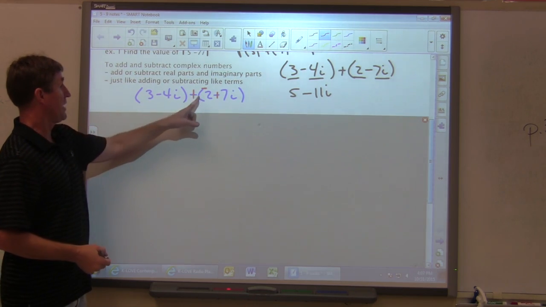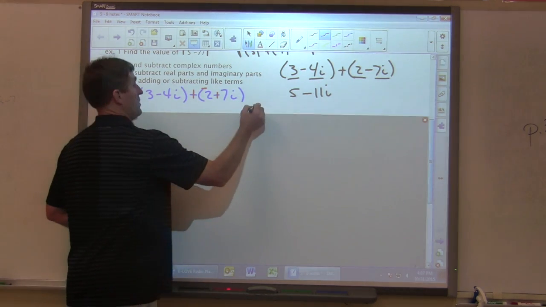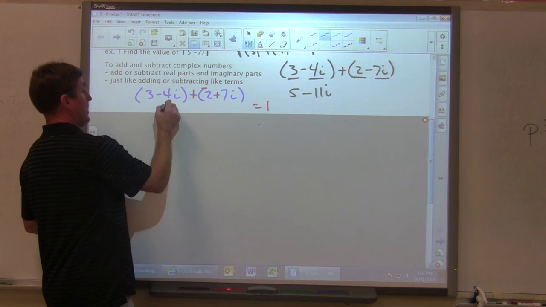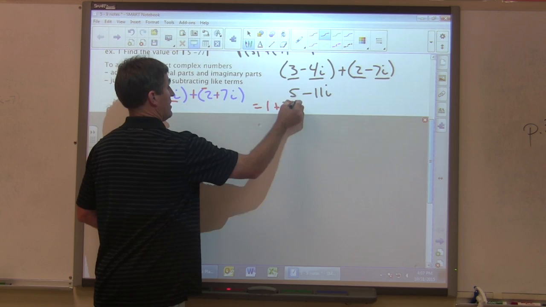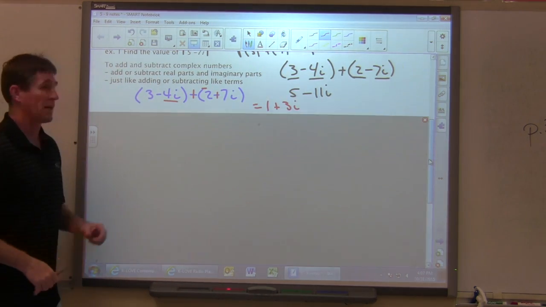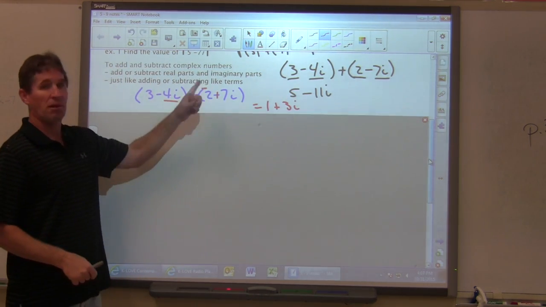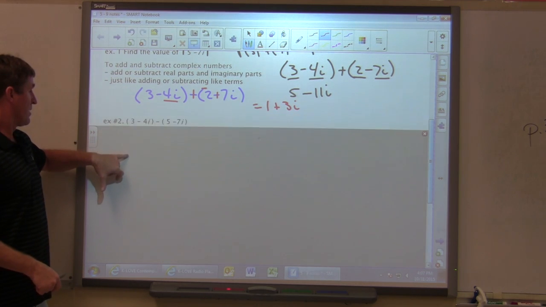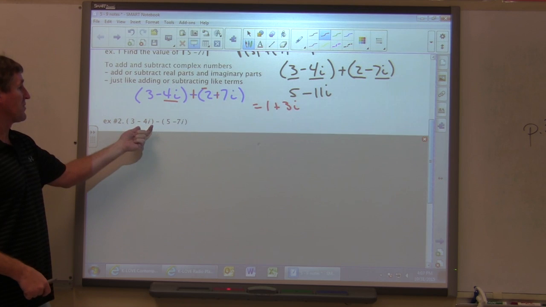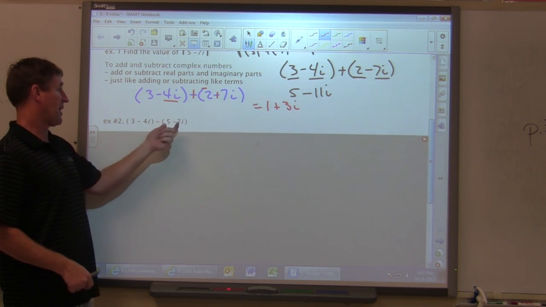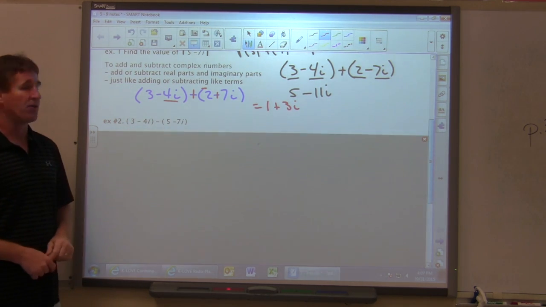So we have 3 plus a negative 2, which would be 1. And we have minus 4i plus 7i, which would be a plus 3i. So again, the common mistake is people will multiply this. So, example number 2 I'd like you to try now. 3 minus 4i minus 5 minus 7i. So try that on your own.